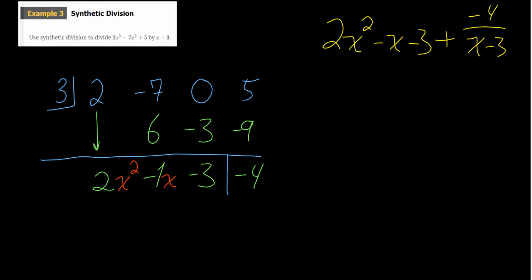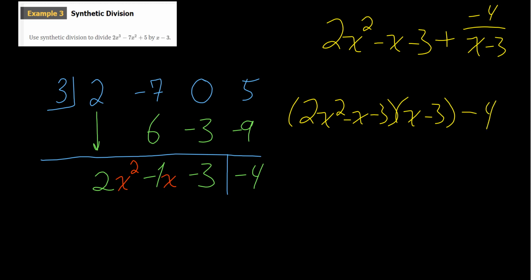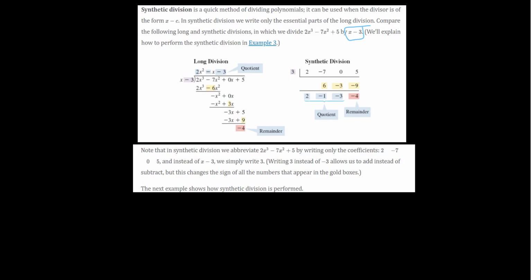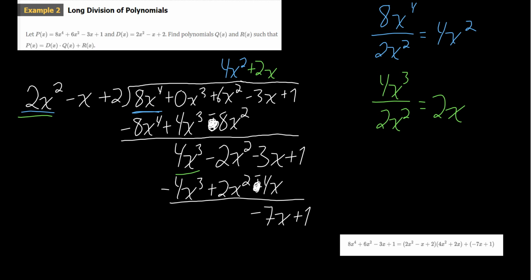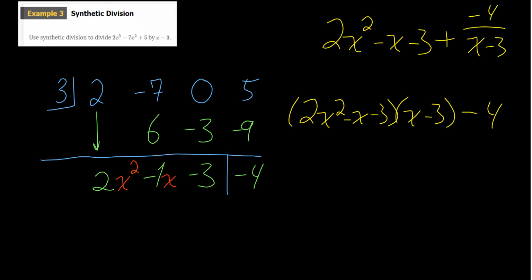But of course, if we wanted to write this in the other form, it would be the quotient 2x squared minus x minus 3, times the divisor, plus the remainder, and the remainder was negative 4, so it would be minus 4. Okay, so those are the two forms that we write this. And of course, this is a lot easier than all this, isn't it? It definitely is, but again, you can only do it for a special case. That special case being that your divisor is raised to the first power, unfortunately.